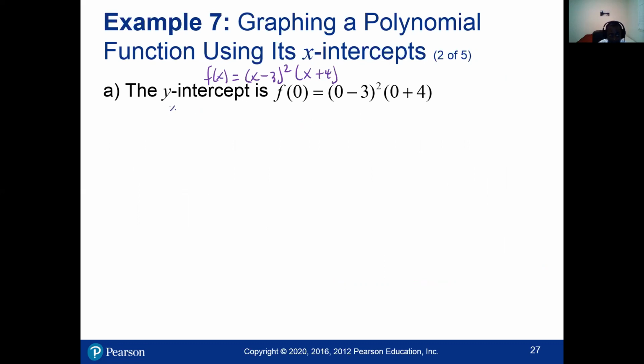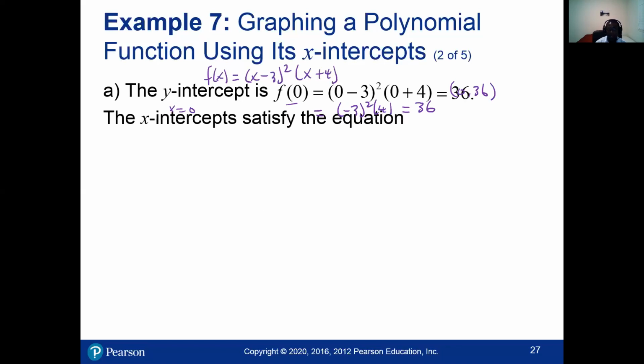For the y-intercept, we set x to 0. So we find f of 0. If you find f of 0, this is going to be (minus 3) squared times 4. That gives us 9 times 4, which will be 36. Okay, so the y-intercept is (0, 36).